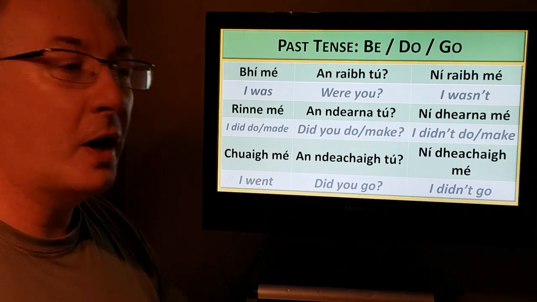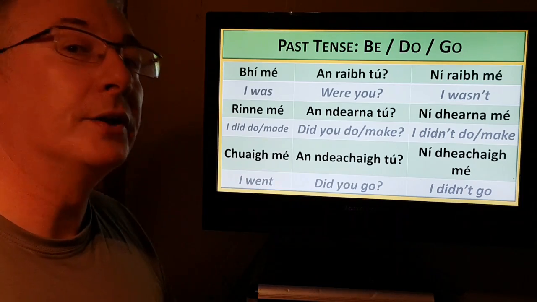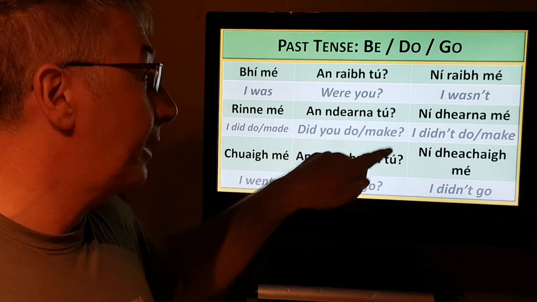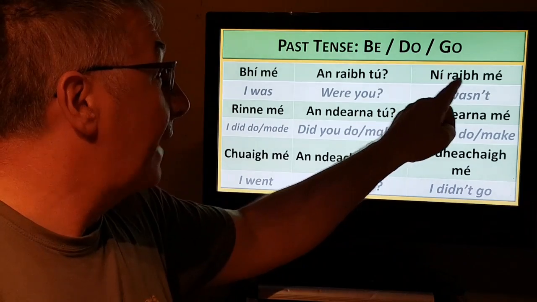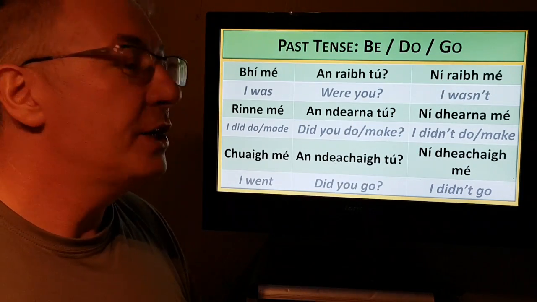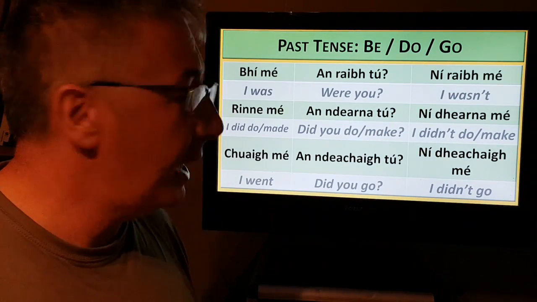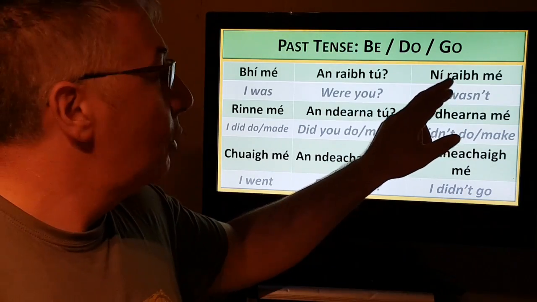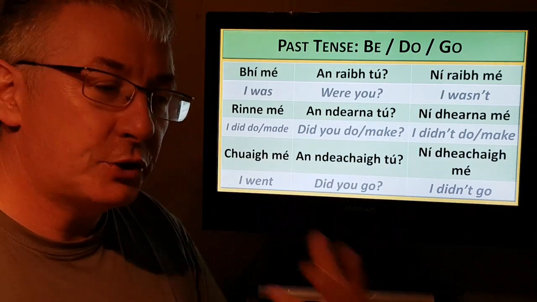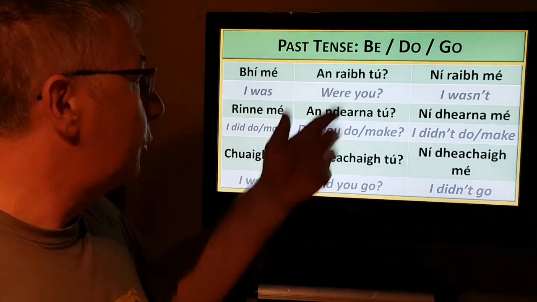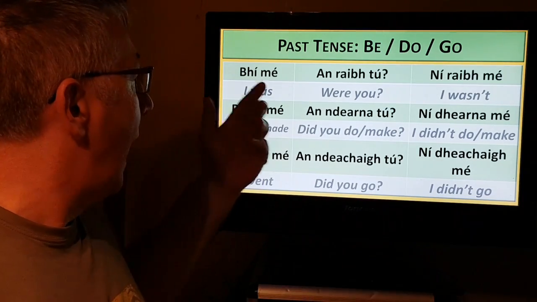Were you? Were you at the match? Were you out at the weekend? We're actually going to look at some samples for each of these three shortly. And the next, to say then "I wasn't", "ní raibh mé". "Ní raibh mé". And then naturally, "ní raibh mé", and "raibh tú", "ní raibh mé".